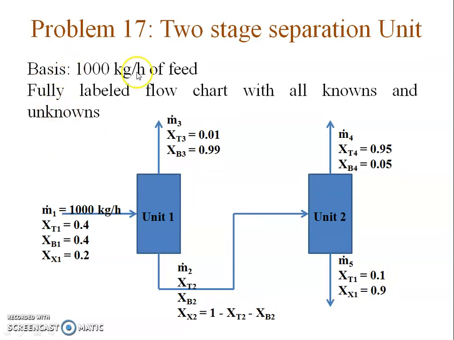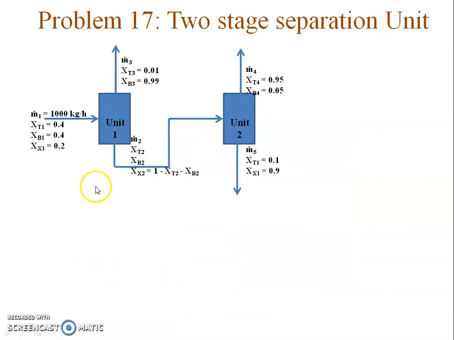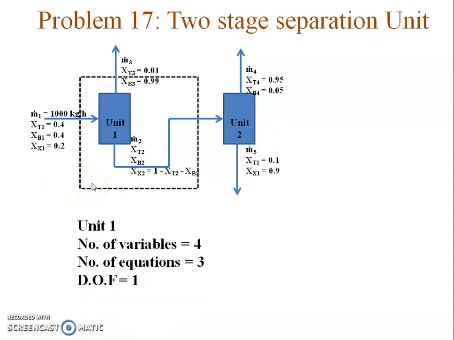First of all, we are choosing a basis of 1000 kg per hour of feed, and the second step is I am drawing a fully labeled flow chart. Fine. Now my third step is to calculate the degree of freedom at each and every subsystem. So first, calculating the degree of freedom at unit 1. There are 4 variables, namely M3, M2 and 2 of these mass fractions.